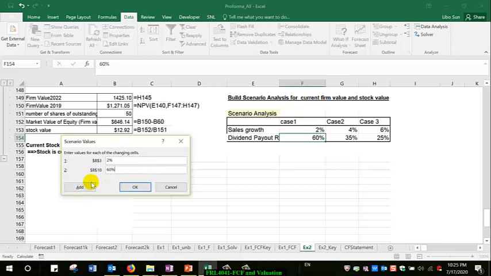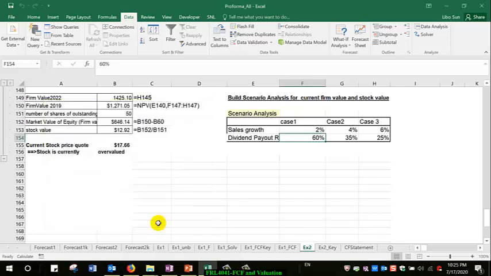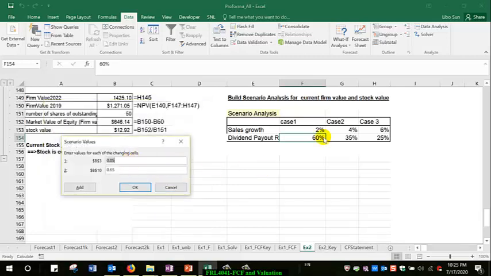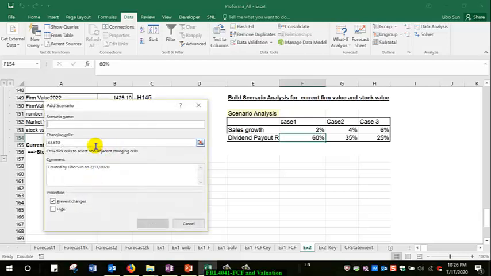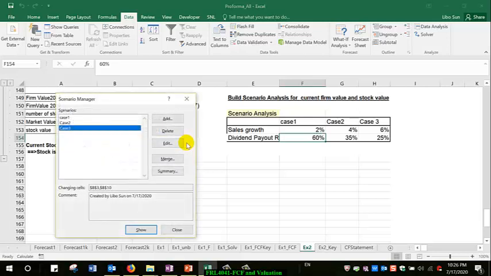That's one case. I want to add another case, case 2. We still refer to the same two variables, but for case 2 the numbers are different: sales growth 4%, payout 35%, right? Again, click Add and build one more case. Case 3, we have 6% and 25% payout, right? So that's all. We built 3 cases. You may add more if you want.